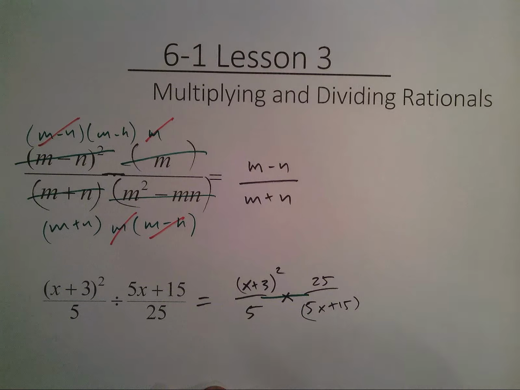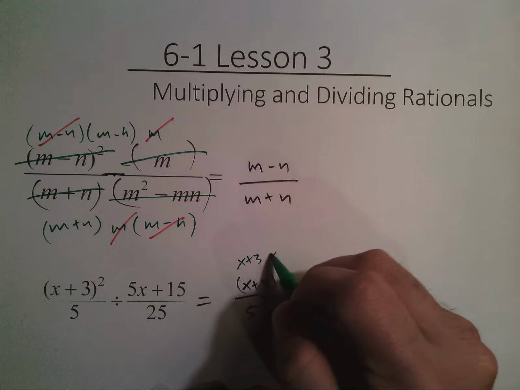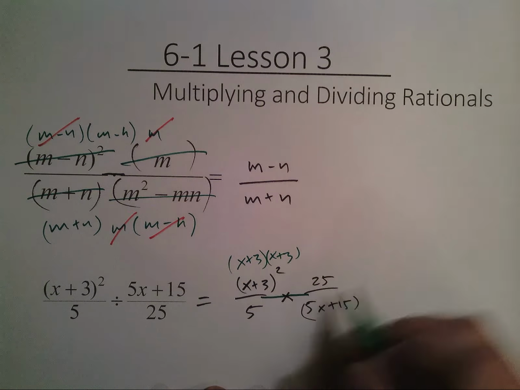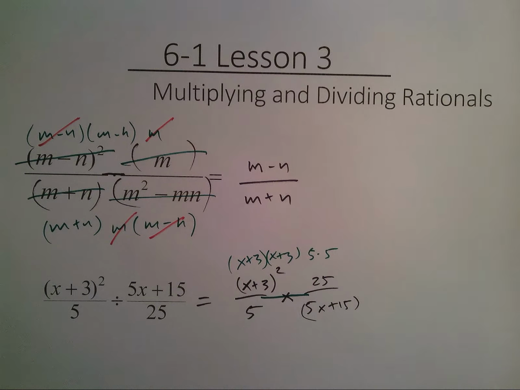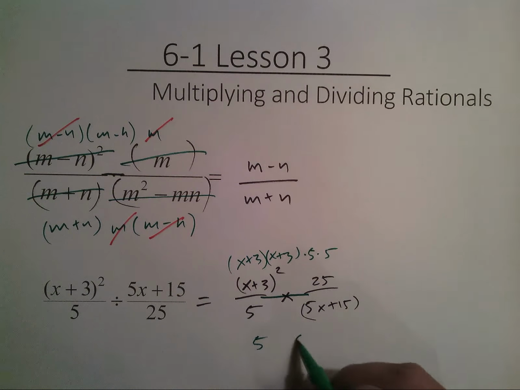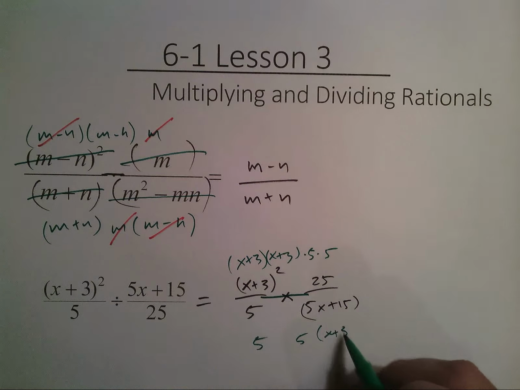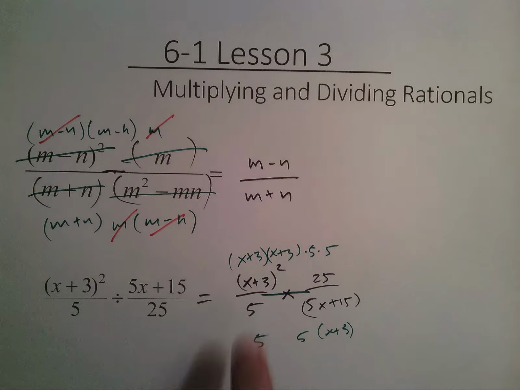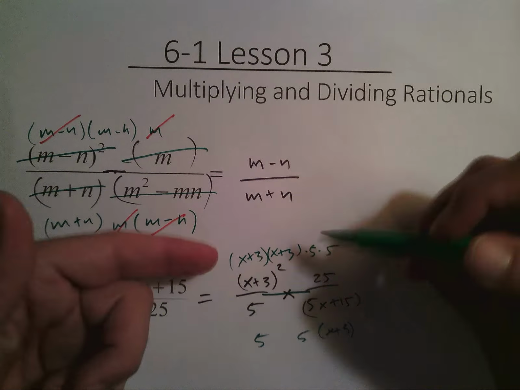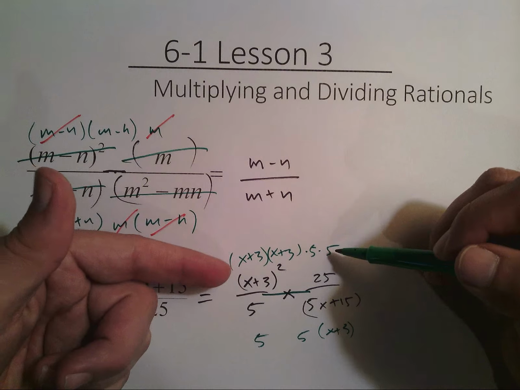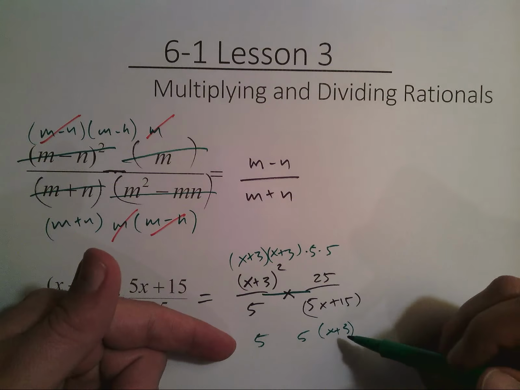So I'm now going to factor x plus 3, x plus 3, and then 25 is 5 times 5. Now I'm pretty good with my numbers, but I like ripping them apart anyway. Alright, here we have a 5. Here I can factor out a 5 to leave behind an x plus 3. So again, we had x plus 3 squared times 25 divided by 5 times 5x plus 15. And I'm factoring each piece of it. So on the top I have 2 x plus 3's and 2 5's. On the bottom I now have 2 5's and an x plus 3.